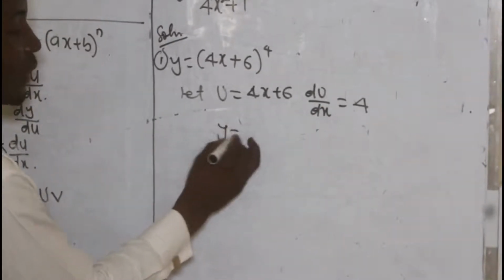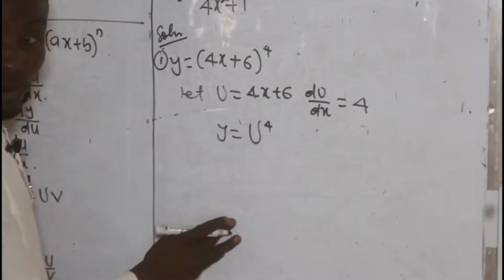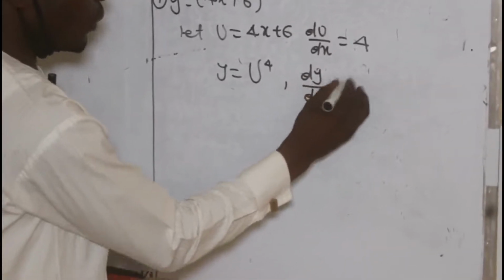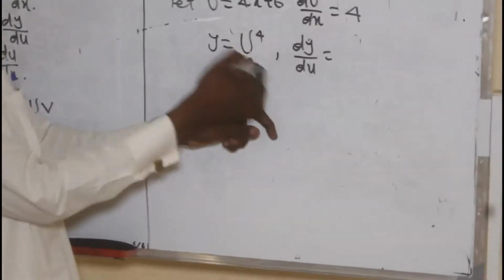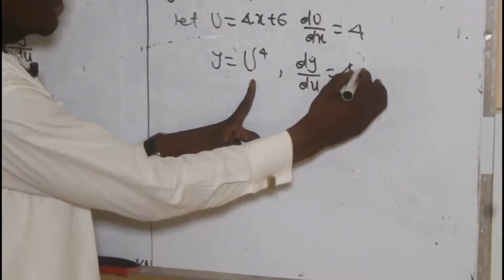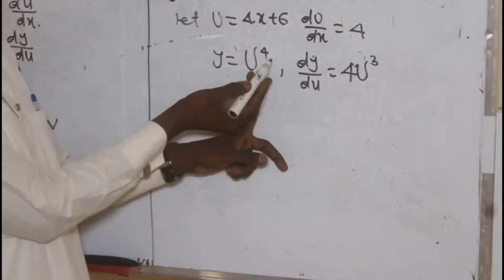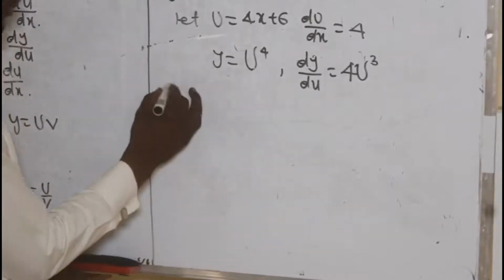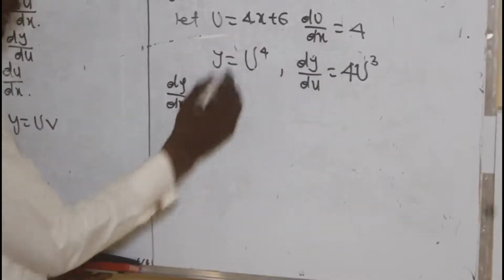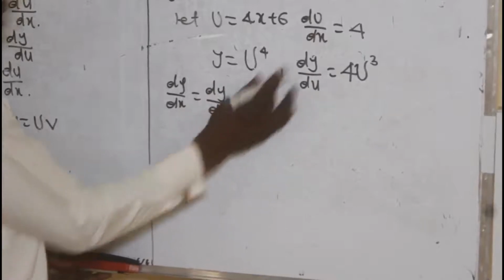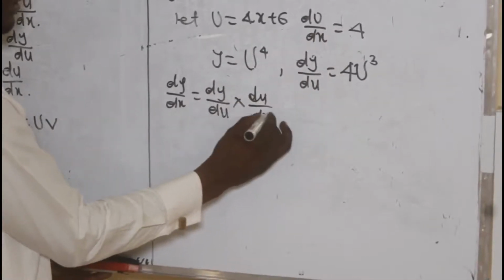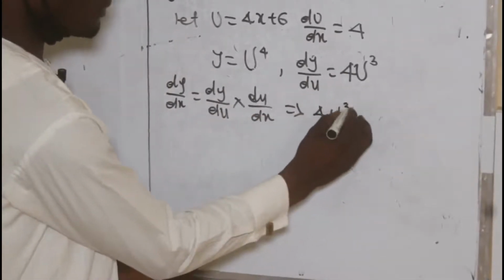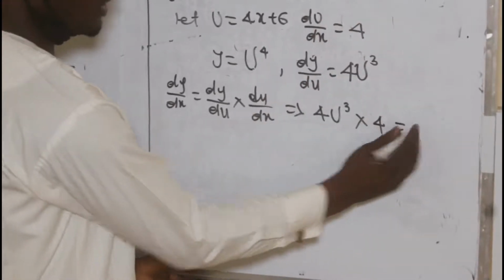So if u is this, what is our y now? y now is u raised to the power of 4. Are we together? So now we find dy/du. What is our dy/du now? We differentiate this. It's going to be what? 4u raised to the power of 3. Is it like that? 4 is coming back, then 4 minus 1. So 4u raised to the power of 3. Are we together? So what do we say is the formula? dy/dx is equal to dy/du times du/dx. We are going to multiply them together. What is our dy/du? 4u raised to the power of 3 times what is du/dx? 4. So all in all is what? 4 times 4?